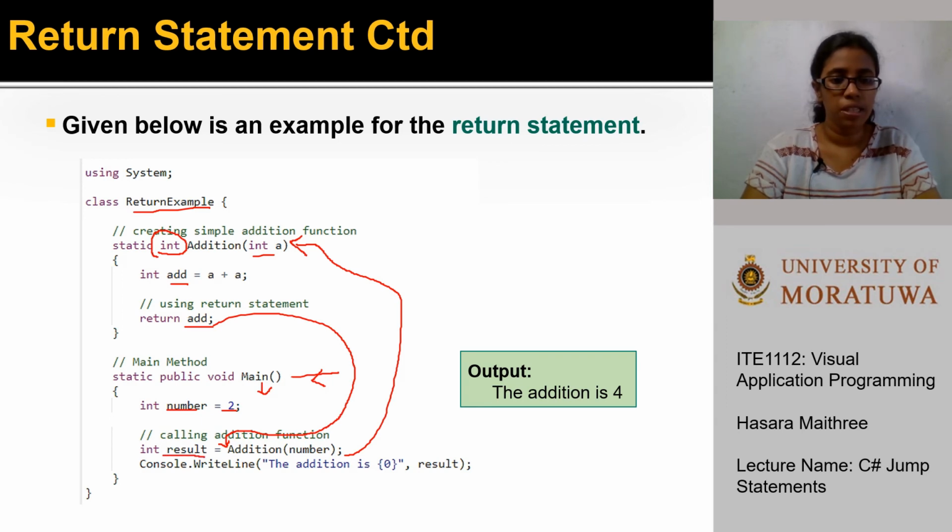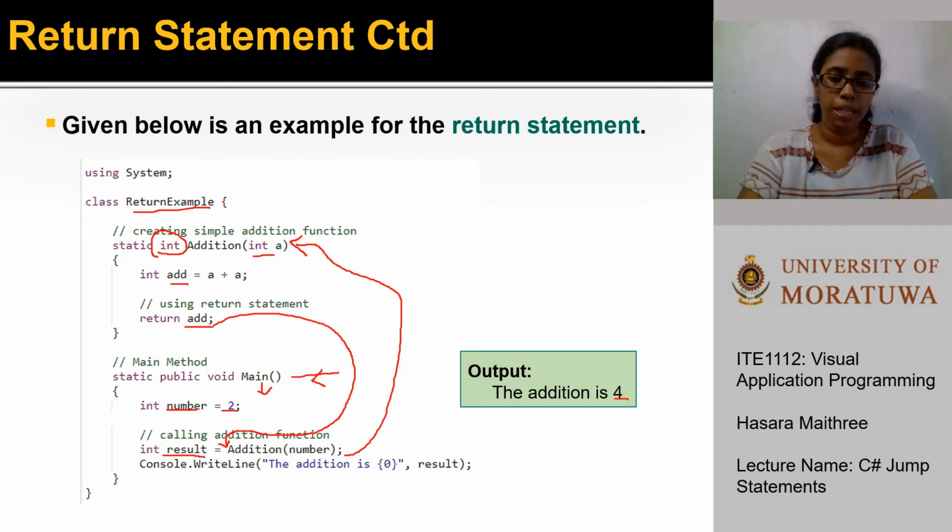So when we print this line to the console, it will print as the addition is 4 because the value of the result is 4. So now you can understand how we use return statements to return values from the methods.